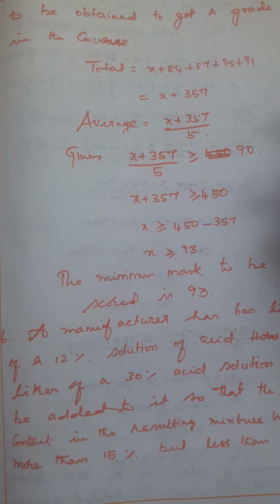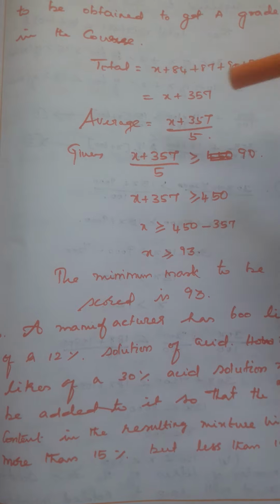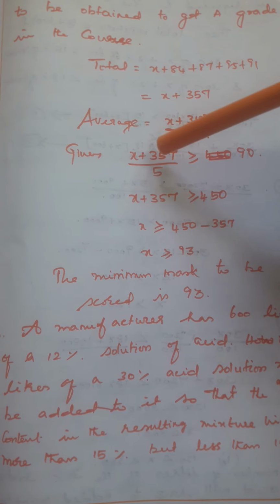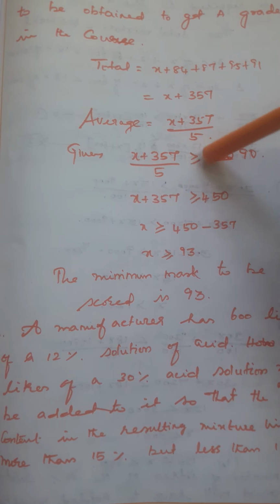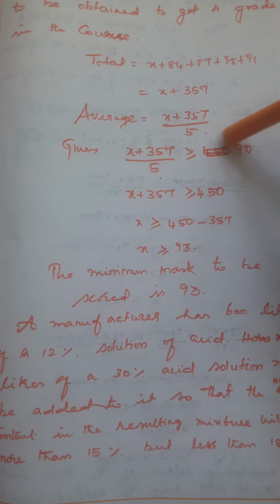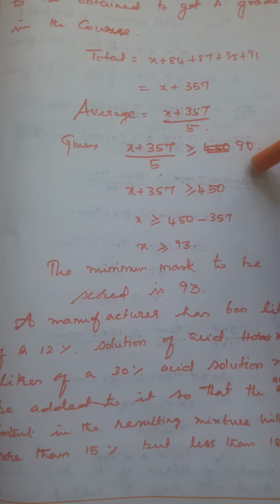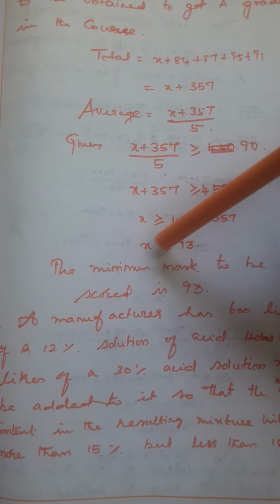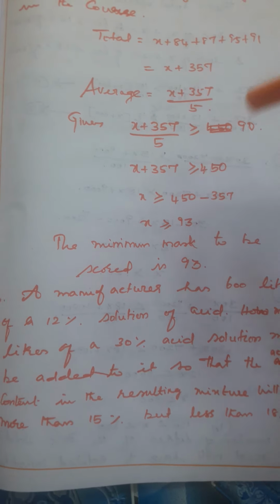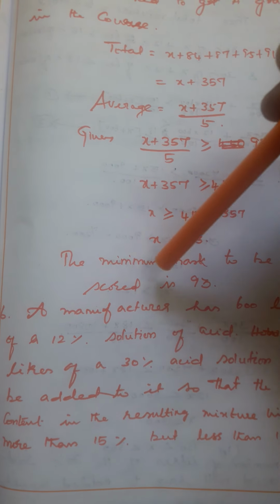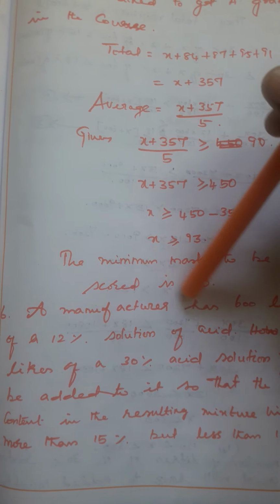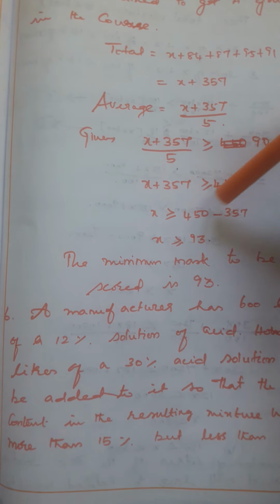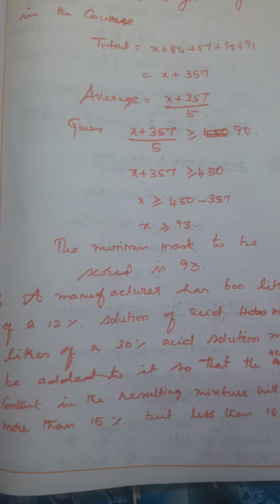The sum divided by the total number of subjects is (x + 357)/5. Given (x + 357)/5 is greater than or equal to 90, where it is given that your average is 90 or more. So 5 into 90 is 450, so your x is greater than or equal to 93. So the 5th subject, the minimum mark to be scored is 93. Then only you will get an average of 90 or above.